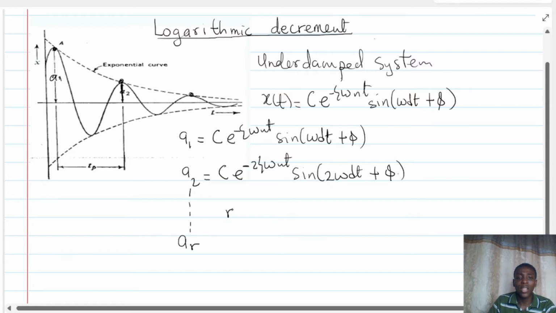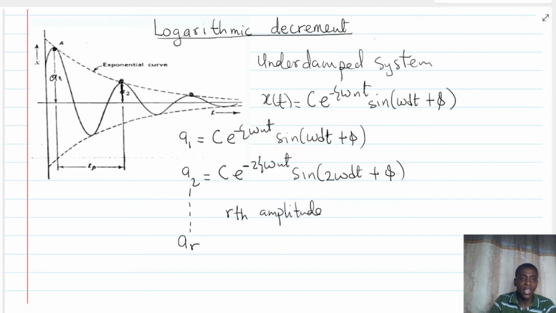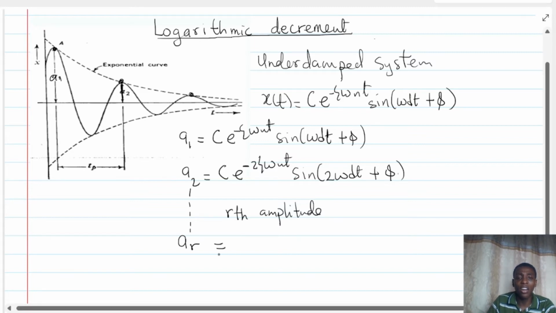I can go on and on to any other amplitude, and we say let r be the r-th amplitude. The first amplitude is r equals 1, the second amplitude is r equals 2, the third amplitude is r equals 3, and so on. If this is my r-th amplitude, then I can express it as C e^(-rζωn t) sin(rωd t + φ).